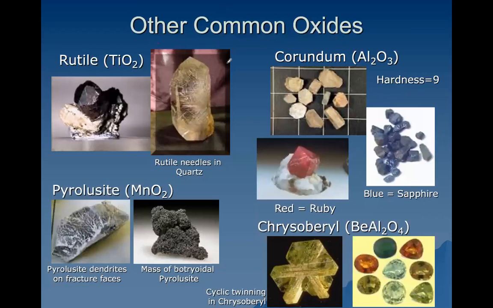And you have other common oxides in addition to the previous ones that I mentioned. Rutile, titanium oxide, corundum, aluminium oxide, right? You see this beautiful hexagonal shape, corundum. And pyrolusite, manganese oxide, right? Pyrolusite. It occurs as dendrites. You know dendrites? Have you heard of dendrites? Anybody?